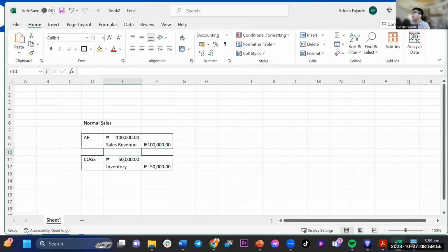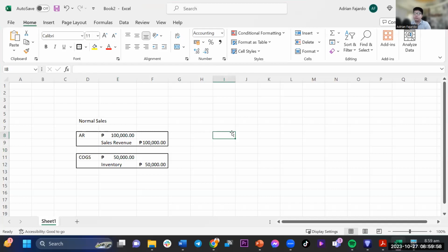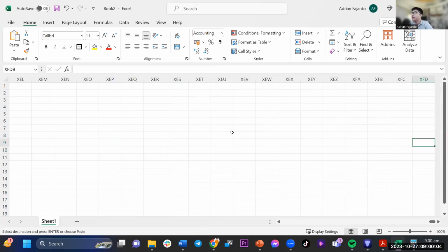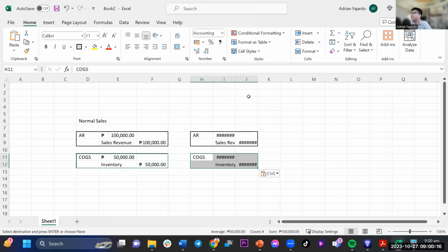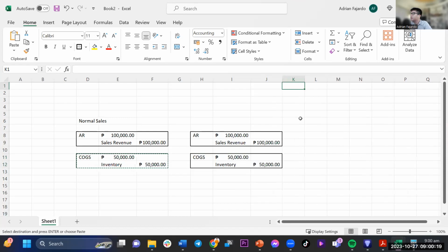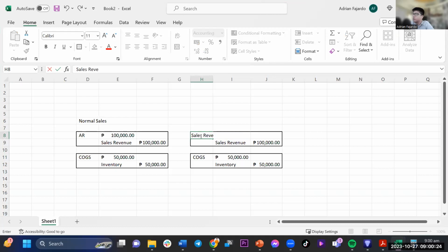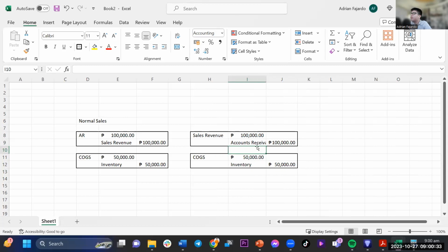So, let's say, half returned kasi hindi maganda. So, ang knee-jerk expectation natin would be, if they returned half, the journal entry to reverse it would be sales revenue, and then bababa yung accounts receivable natin. By how much? If they returned half, then half would be what? 50,000.